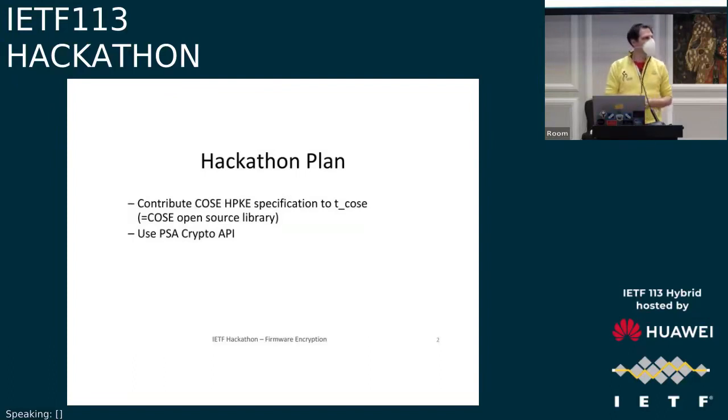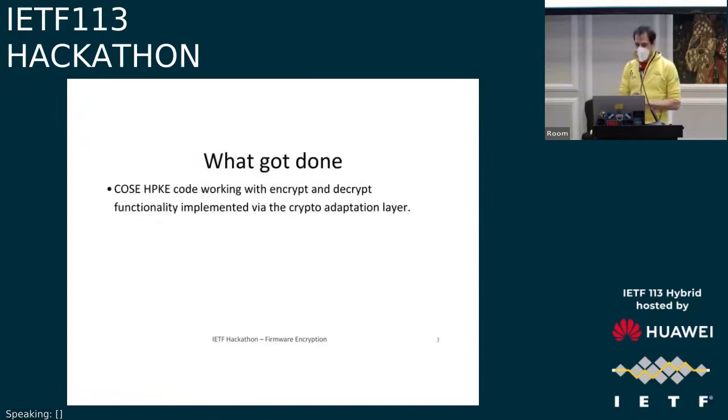I wanted to use an API called the PSA Crypto API, which provides an abstraction layer over different low-level crypto implementations, specifically abstracting hardware-related crypto features. I got the encrypt and decrypt functionality done with the t_cose internal abstraction layer. That library offers the possibility to swap out different crypto implementations. Currently, there are two, one based on the PSA Crypto API and the other based on OpenSSL. So it's quite convenient to do that.